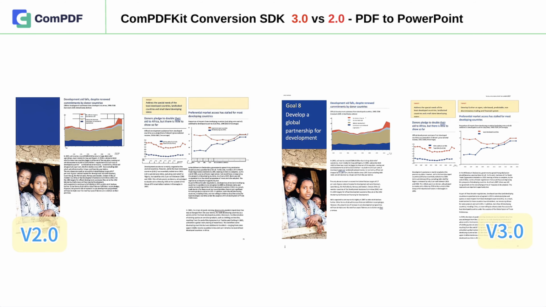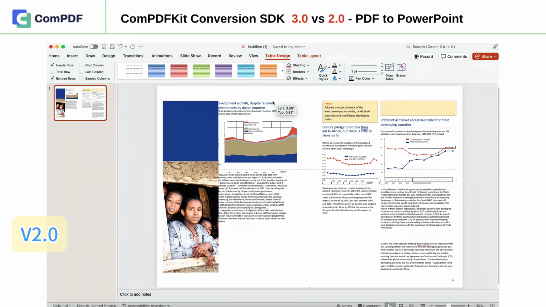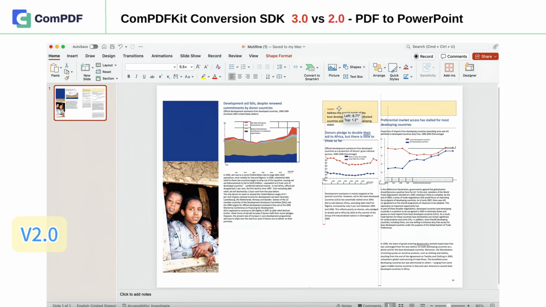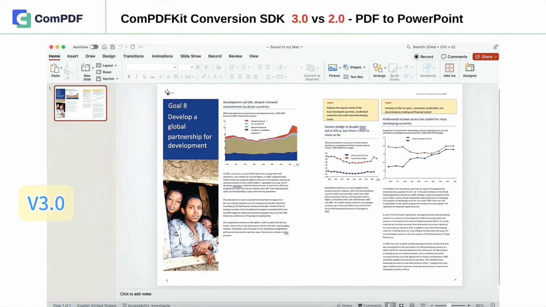In the PDF to PowerPoint conversion process, both version 2 and 3 perform well in preserving the overall content and layout. However, there are still some differences when it comes to finer details. For example, in this document, version 2 loses the content from the text box in the top right corner and merges all text into a single block, resulting in the loss of the original structure. In contrast, version 3 retains all content and layout elements in the converted PPT and accurately restores each text box, allowing the text to remain editable and reflowable.